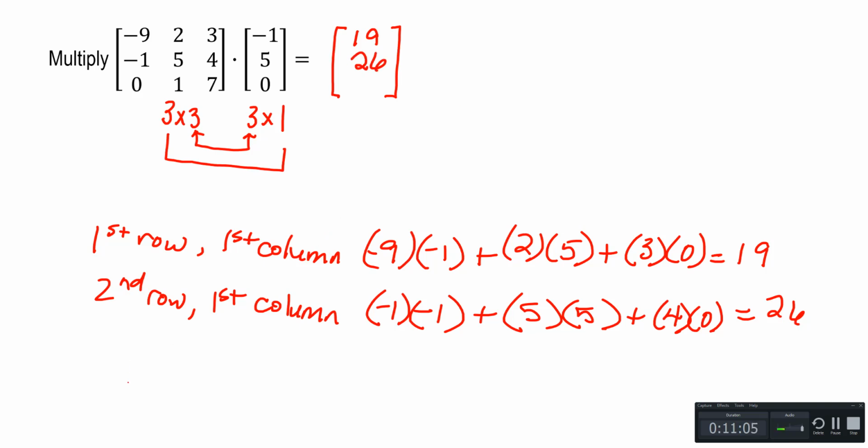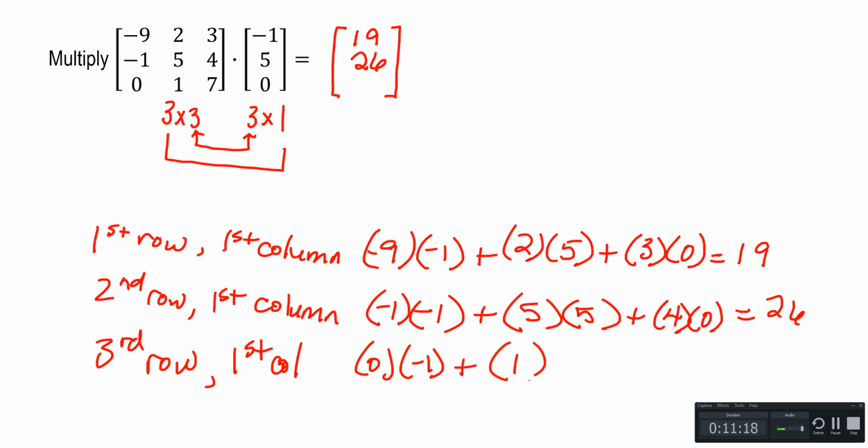And now you're going to do your third row across and down that column. So you've got 0 times -1, and then you've got 1 times 5, and then you're adding 7 times 0. And so that's just 5. And that's going to go right there. So that is your answer.